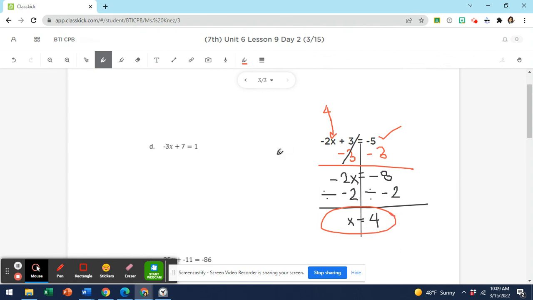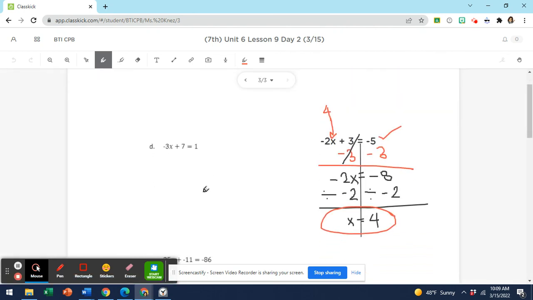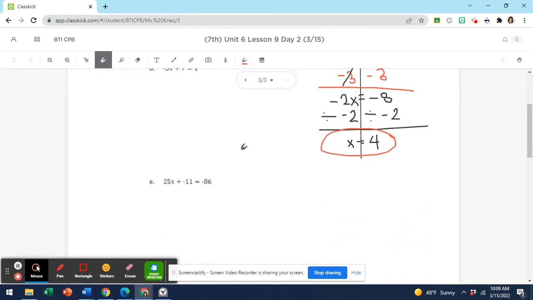And so this format that I just showed you in these two examples on slide 2 and slide 3 is exactly what I want you to do in your ClassKick for questions A, B, and C on slide 2 and questions D and E on slide 3. If you have any questions about how to complete these problems, please make sure you send me an email.